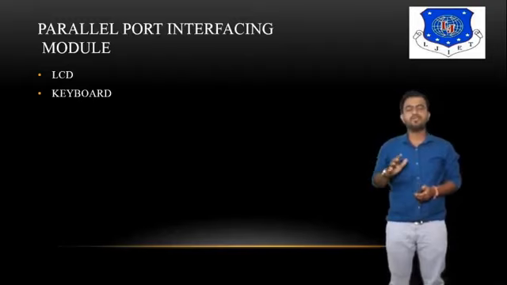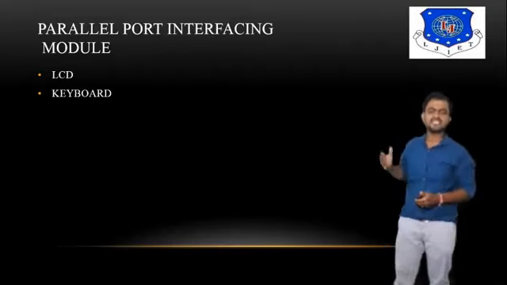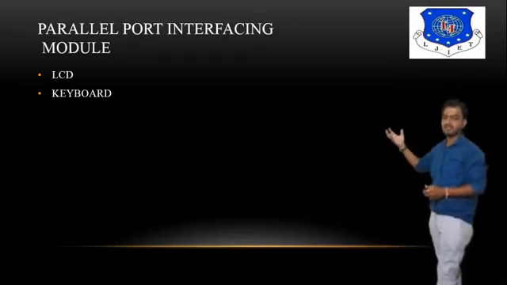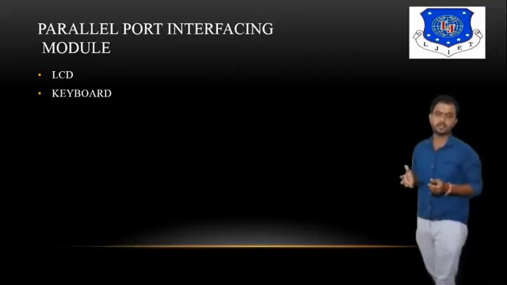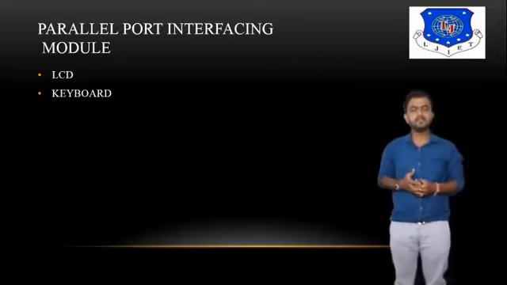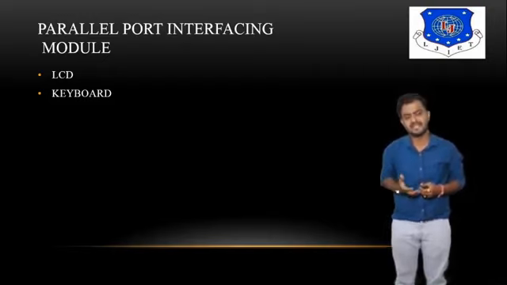Now, in daily routine life or in some basic projects, we use this type of interfacing module in our projects, like LCD and keyboard. What are LCD and keyboard? These are parallel communication protocols. Like LCD, we use a 16 cross 2 LCD, a 20 cross 4 LCD, 16 cross 4, 32 cross 2, 32 cross 4. So there are a number of LCDs.